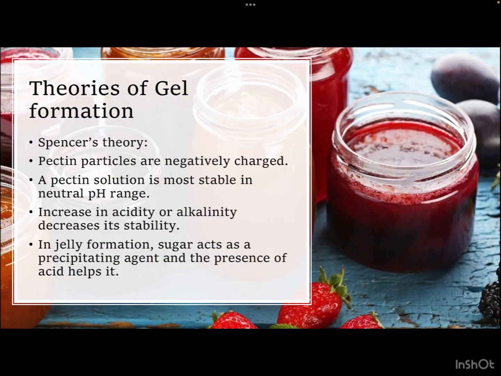The next theory in the similar line is Spencer's theory. It states that pectin particles are negatively charged because we know it is polygalacturonic acid and acids are negatively charged. A pectin solution is more stable in neutral pH range, what we call amphoteric range, where both acidic and basic charges neutralize each other. Increase in acidity or alkalinity decreases the stability of the mixture. In jelly formation, sugar acts as a precipitating agent and the presence of acid helps in doing the same.